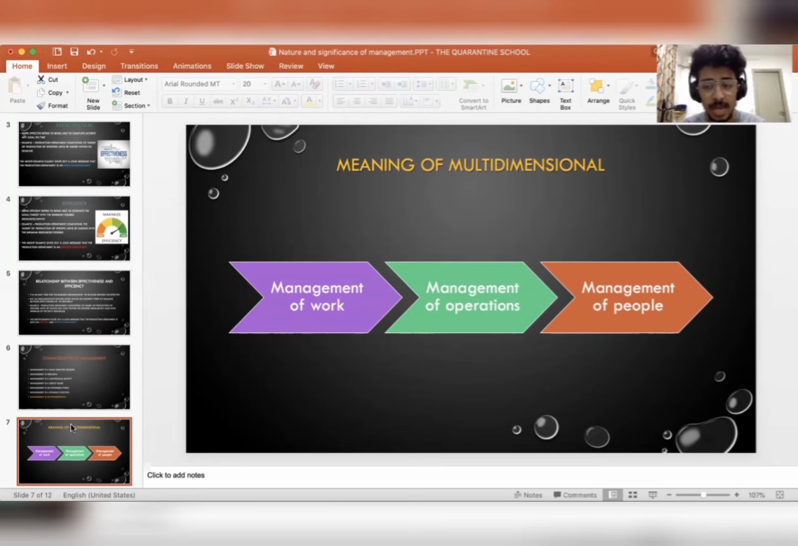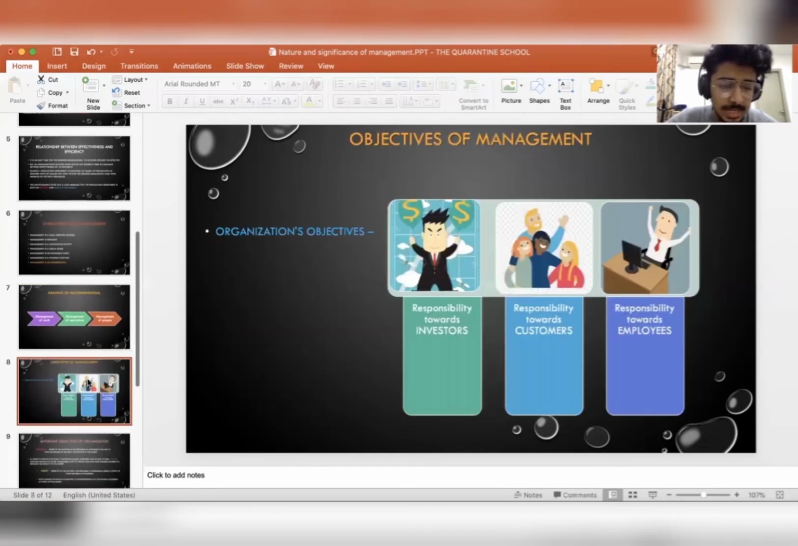Now, moving on to the third dimension, management of people. In a management team, there are several people. So it is the responsibility of the managers or the management to consider the people in both situations. Firstly, as diversified individuals who are present in the organization for accomplishment of their personal goals, such as development, salaries, incentives, and sometimes also as a group or team of people available in the hands of management to help the organization achieve its goals. So these are the three dimensions. Number one, management of work. Number two, management of operations. And number three, management of people. Hope this is clear. Moving on to the next slide.